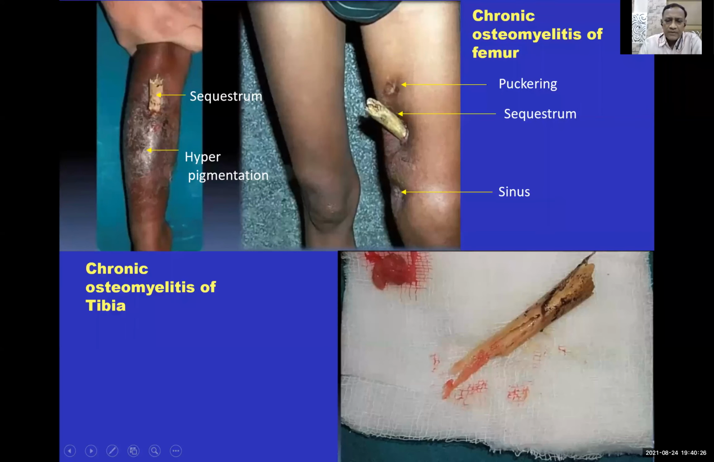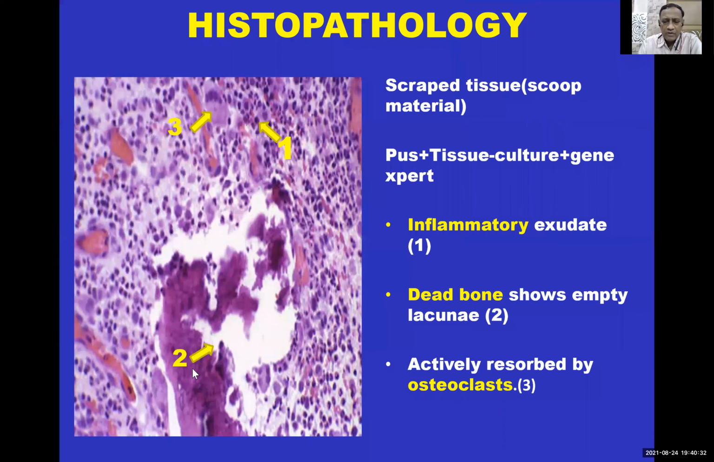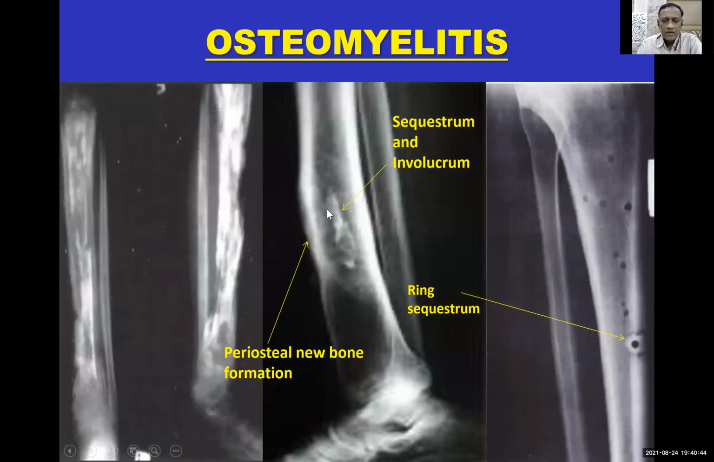Histopathology shows 3 types of findings. One is the inflammatory exudate. Second is dead bone, which shows the empty lacunae. And third is the dead bone being actively resorbed by the osteoclasts. This is the X-ray which shows the sequestrum and periosteal new bone formation.